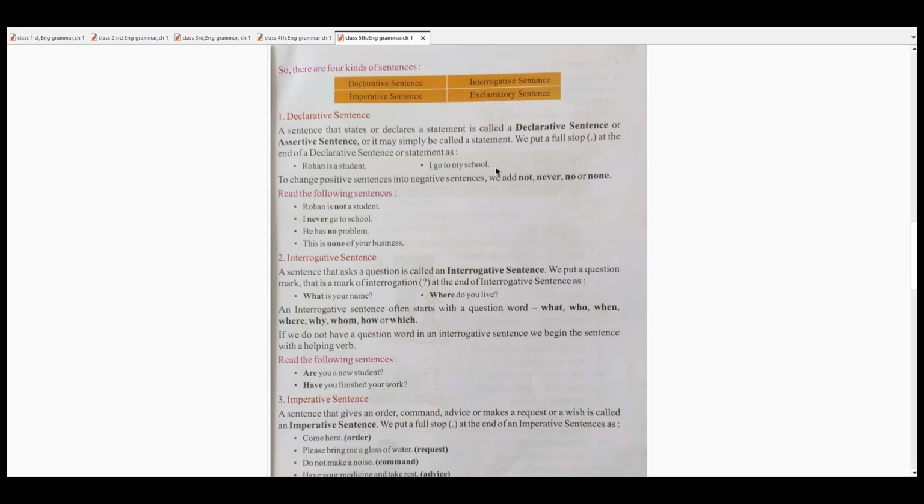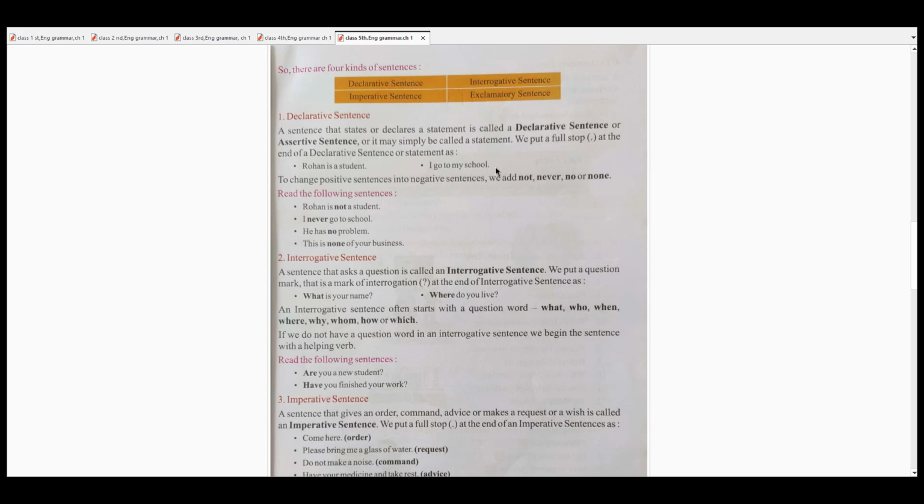Okay, let's go further. So there are 4 kinds of sentences: declarative sentence, interrogative sentence, imperative sentence, and exclamatory sentence. So sentences are further divided into different kinds, different types. Let's start with the declarative sentence. A sentence that states or declares a statement is called a declarative sentence. From the name it is clear, right, that the sentence should declare something. The sentence should give a statement. The sentence should say something.